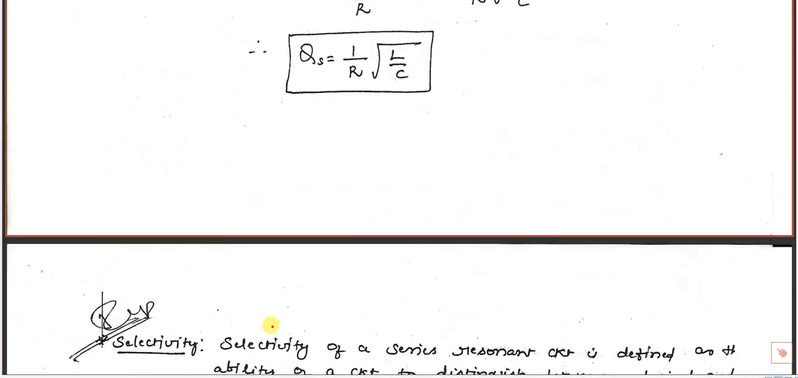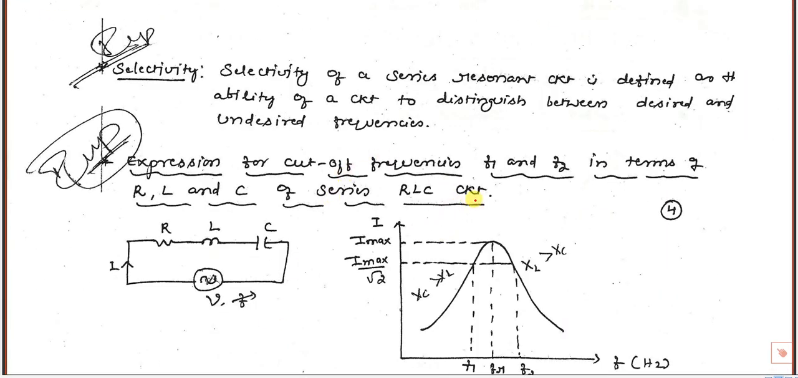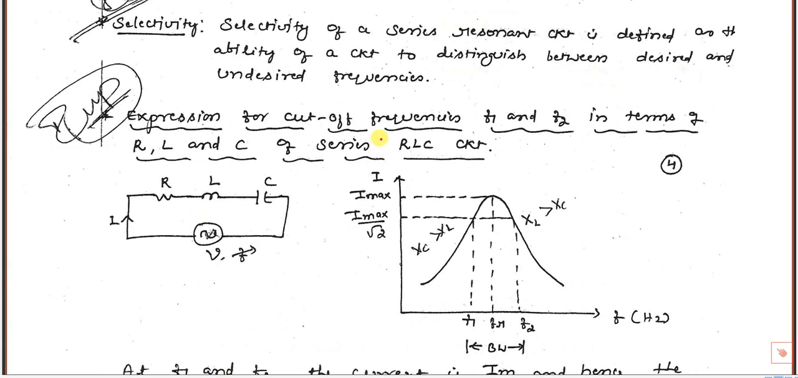So selectivity of a resonant circuit is defined as the ability of a circuit to distinguish between desired and undesired frequency. Desired means within the bandwidth. Undesired frequency means frequencies out of the bandwidth. So it is the ability of the circuit to distinguish which one is desired and which one is not desired. So that is the definition for selectivity.